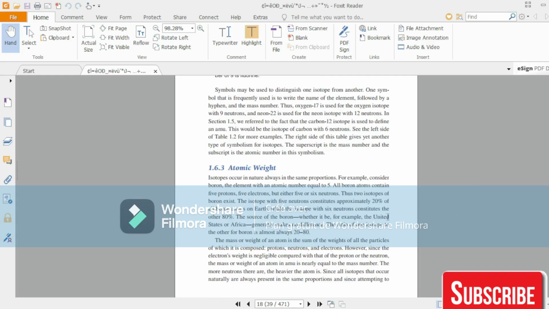The source of the boron, whether it be, for example, the United States or Africa, generally makes no difference. The ratio of one isotope to the other for boron is almost always between 20 and 80. The mass or weight of an atom is the sum of the weights of all the particles of which it's composed: protons, neutrons, and electrons.